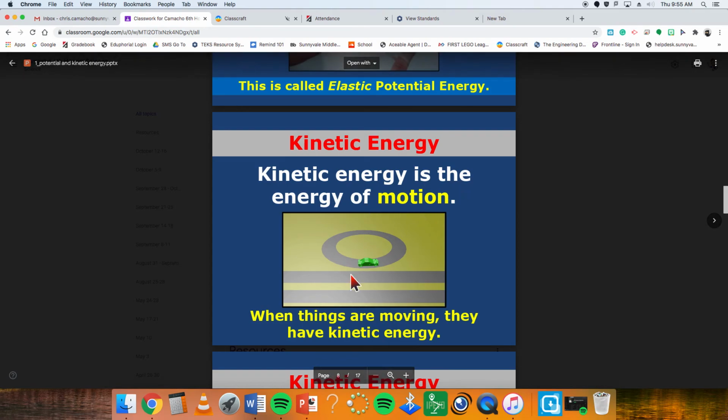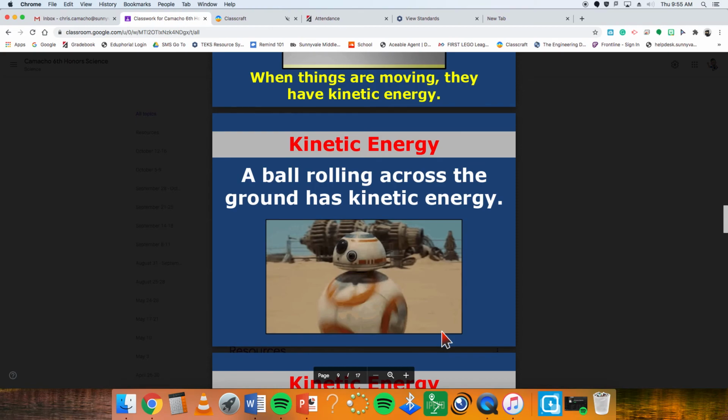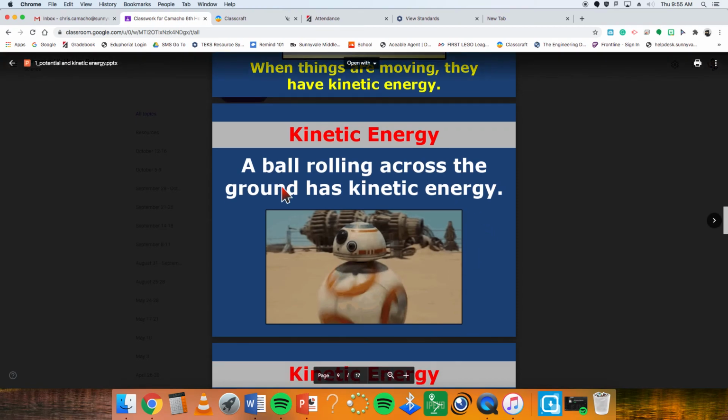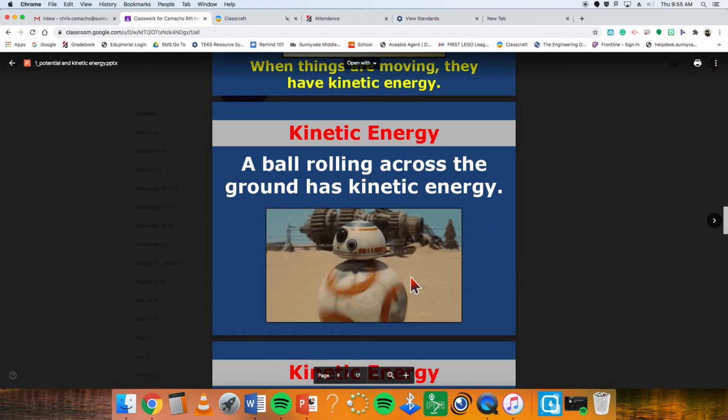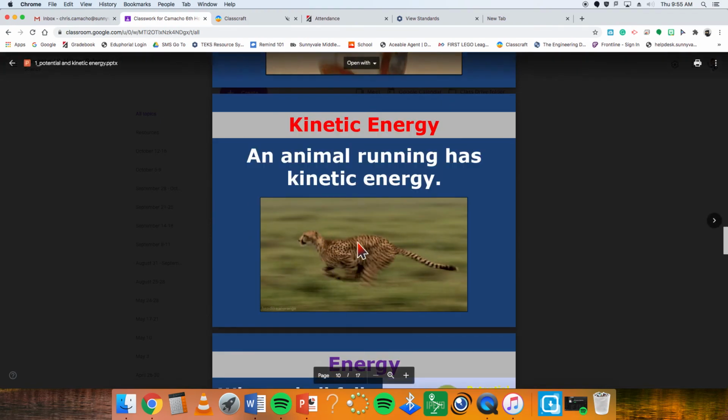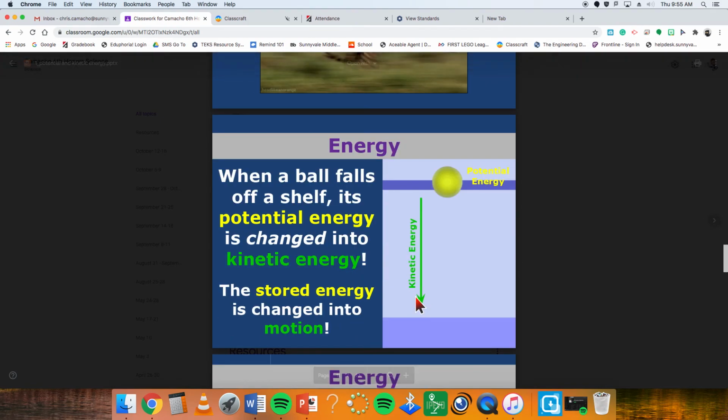Kinetic energy is the energy of motion. When things are moving, they have kinetic energy. Just like this robot. And just like the cheetah. When a ball falls off the shelf, its energy is changed into kinetic energy, just like I described with the roller coaster.